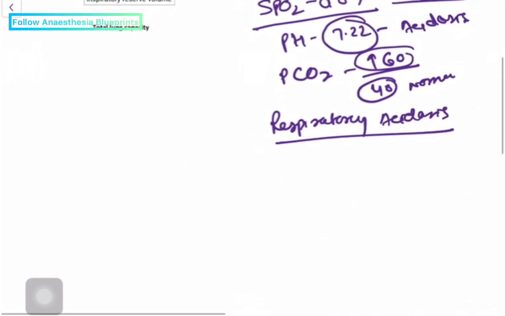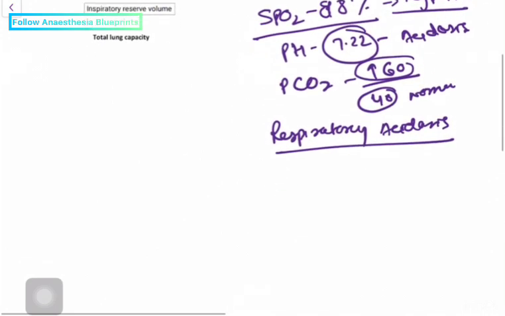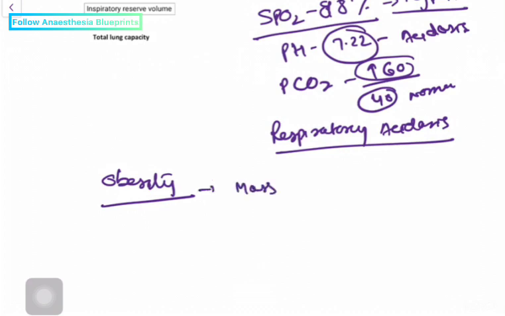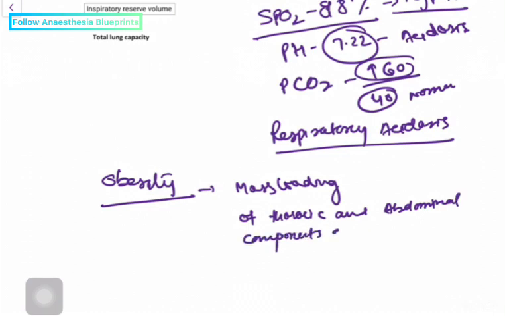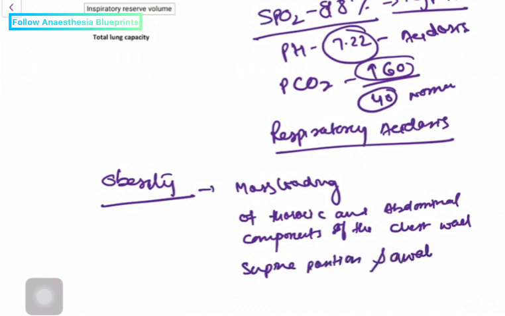So let's take, what is the problem with obesity? In obesity, there is mass loading of thoracic and abdominal components of the chest wall in supine position and also in awake obese patients.